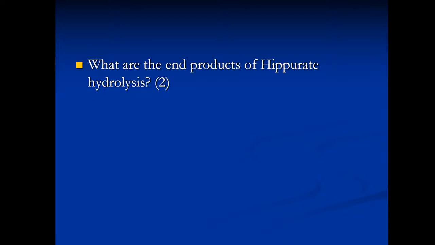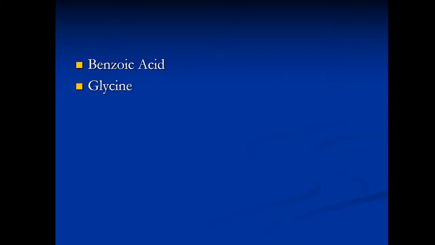What are the hippurate products? Well, basically the end products of hippurate hydrolysis. I'm not going to go into the chemical composition and chemical reactions associated with the hippurate hydrolysis test. But I want you guys to remember the end products of hippurate hydrolysis. It's benzoic acid and glycine, right? So benzoic acid and glycine.